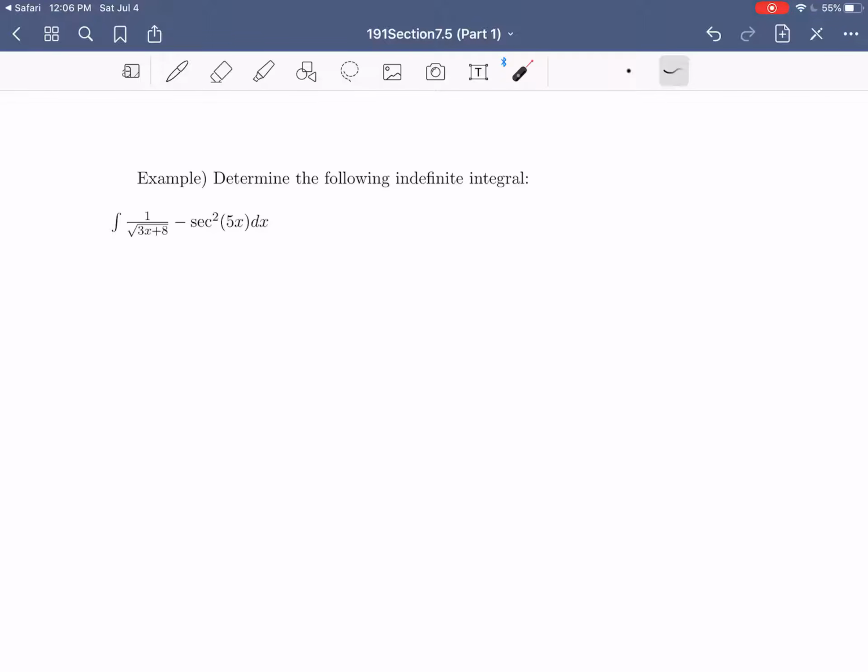Other substitutions, you have to actually see if they're actually doable by solving for the du or the dx, going from there and working out and seeing whether or not you can complete the substitution. But linear ones, you're always able to do. So let's go ahead and rewrite this a little bit. Let's recognize that this is (3x plus 8) to the minus 1/2 minus secant squared 5x dx.